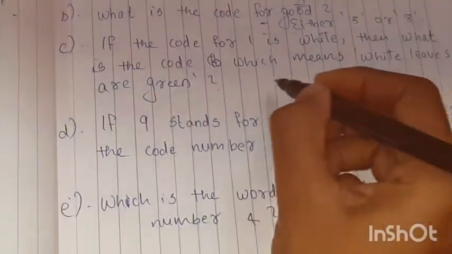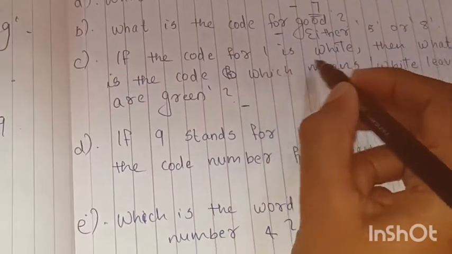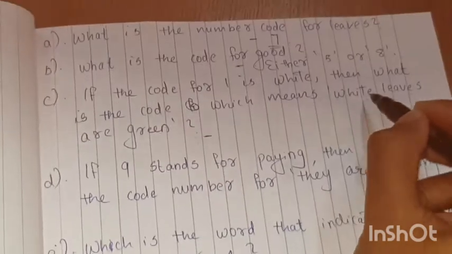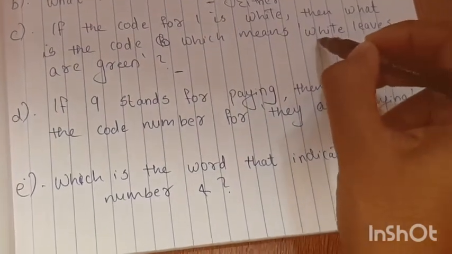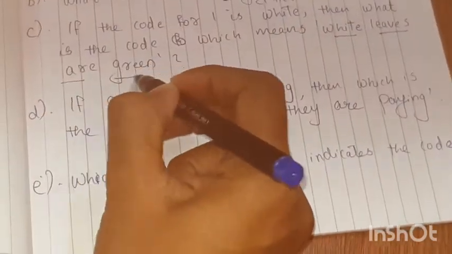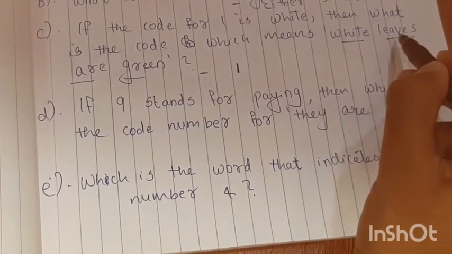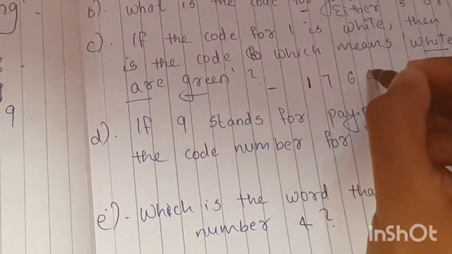Now the third question is, if the code for 1 is white, then what is the code which means white leaves are green? White we already got the code 1. Then we have to find out the number codes for leaves are green. 7, 6, 4. So the answer is 1764.